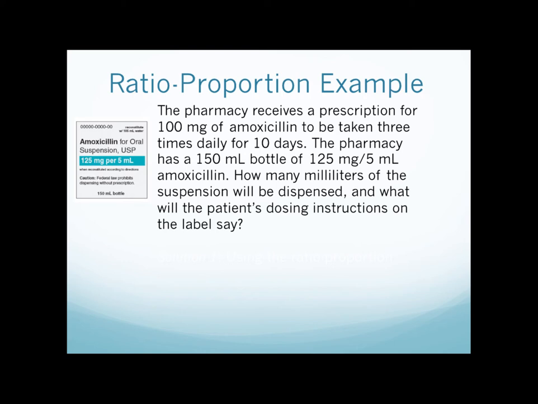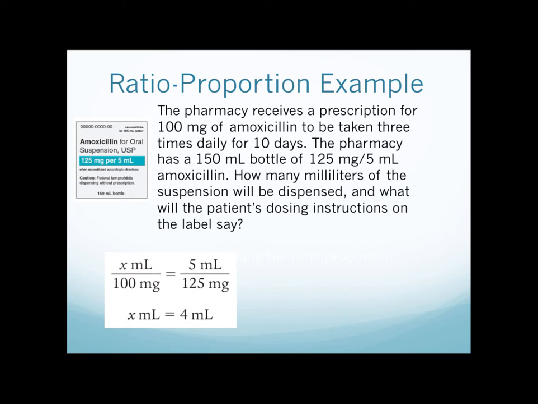Another ratio and proportion example. The pharmacy receives a prescription for 100 milligrams of amoxicillin to be taken 3 times a day for 10 days. What I have on hand is a 150 ml bottle of amoxicillin 125 per 5. How many milliliters of the suspension should I dispense? And what will be the patient's dosage instructions on the label?